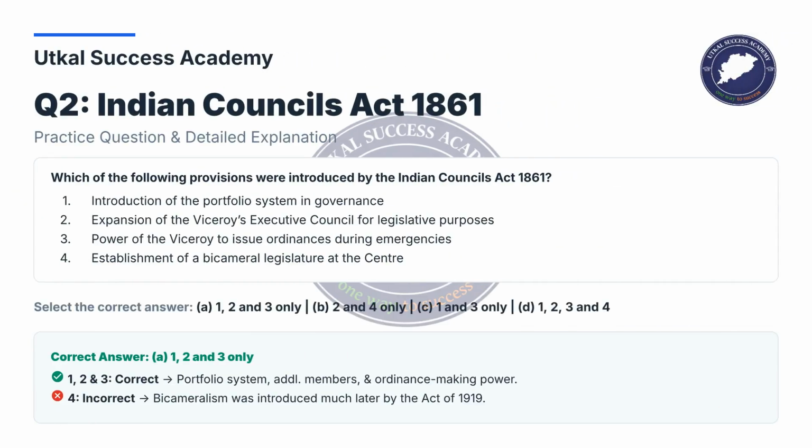Question 2 asks about provisions introduced by the 1861 Act. The portfolio system, expanded executive council for legislative roles, and the Viceroy's ordinance power were all provisions of this act. Bicameralism was introduced much later, in 1919. Thus, the correct answer is A.